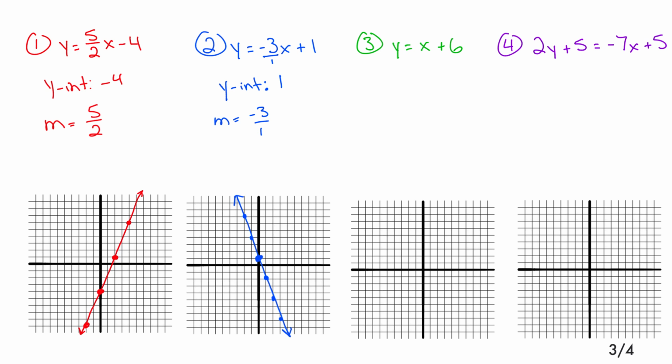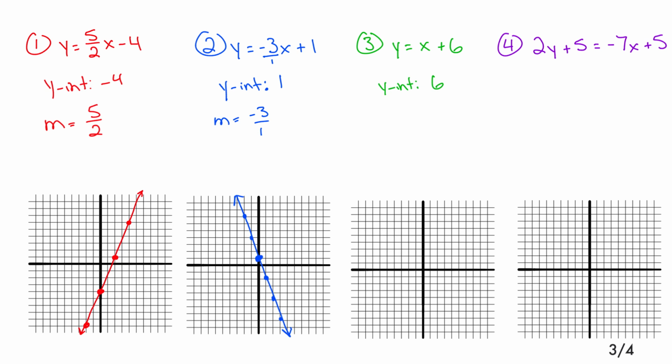Problem number 3 also has a little bit of a twist to it. So my y-intercept is 6. And now there is no number written in front of the x value. Now it's important to note, a lot of students tend to default to thinking, oh, there's no number, so that means the number is 0.